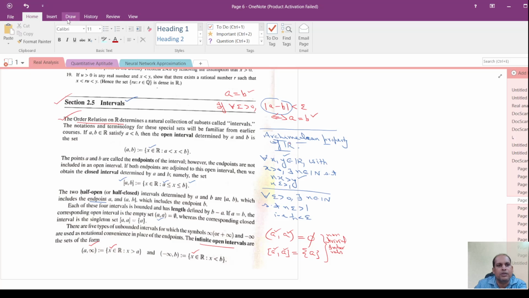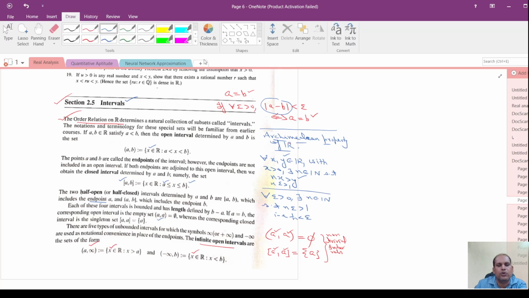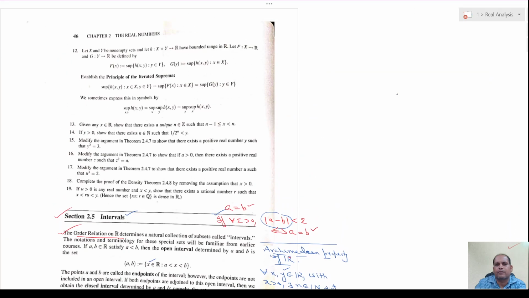So let us recall, in the last lecture we have already discussed that if a and b are two real numbers and we want to show that a is equal to b, we can rewrite this statement as: if for every epsilon greater than 0 the absolute value of a minus b is less than epsilon, this implies a equals b. I have already discussed the proof of this one.